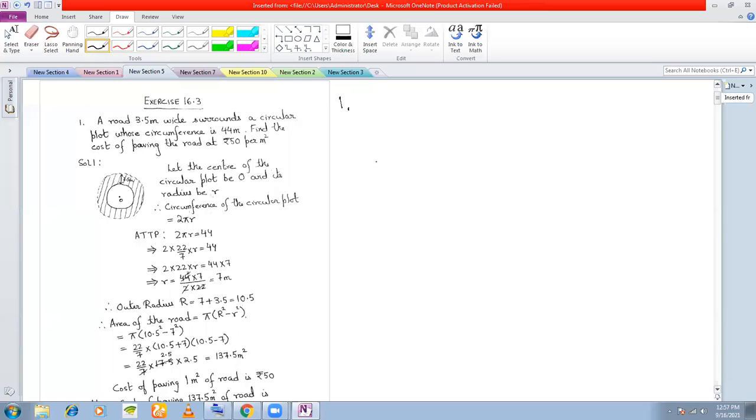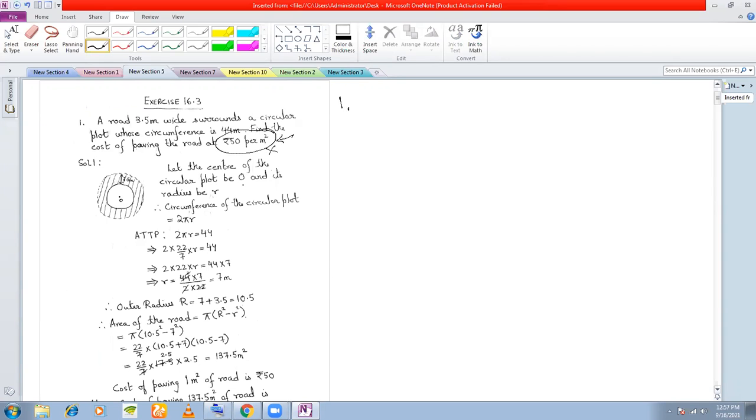Question number 1. A road 3.5 meter wide surrounds a circular plot whose circumference is 44 meter. Find the cost of paving the road at rupees 50 per meter square. Forget about this for the time being. If you are able to find out the area, then you simply multiply by 50 and you will get the cost. Concentrate on the first part of the question.